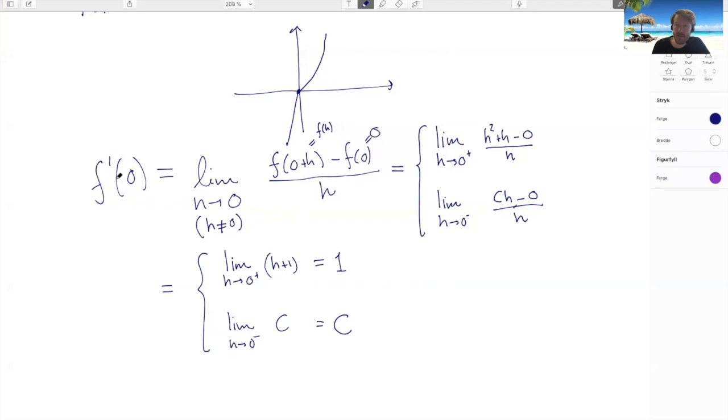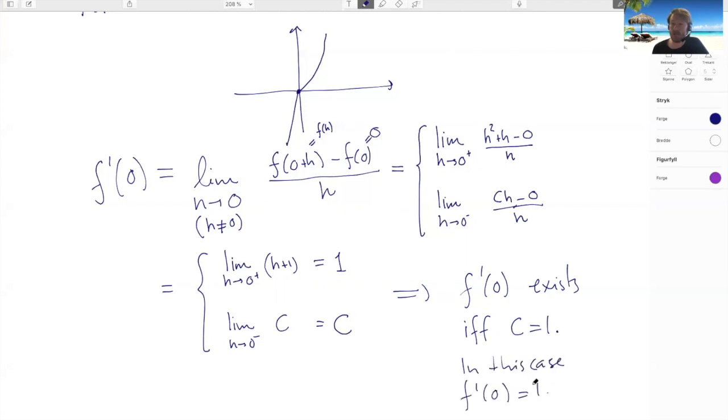Now, the derivative of f at 0 can only be equal to one value. So if this computation gives me a different value here and here, it tells me that this limit does not exist, that it diverges, since it's not the same from the left and from the right. But the question was, for which values of c does this function have a derivative at x equals 0? That would be the value of c for which these two values are equal. This means that f derivative at 0 exists if, and only if, c is equal to 1. In this case, f derivative at 0 is equal to 1.